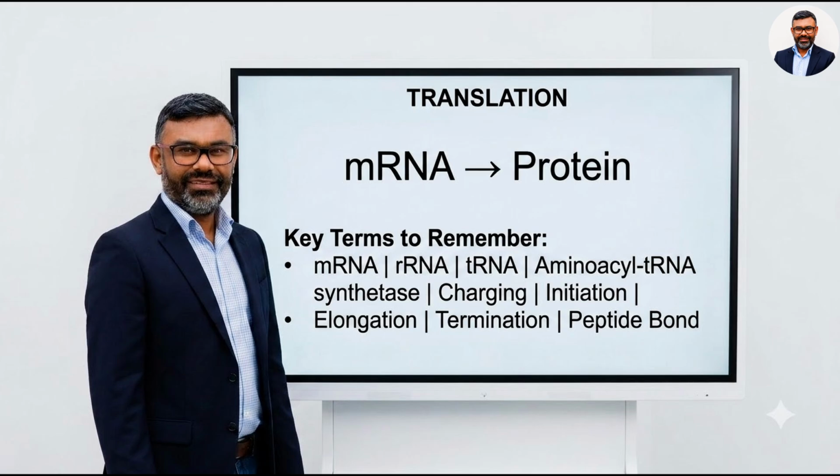Understanding translation becomes much easier when you remember one simple idea. mRNA provides the message, tRNA brings the amino acids, and the ribosome coordinates their assembly into a protein. The enzyme aminoacyl-tRNA synthetase ensures that each tRNA is loaded with the correct amino acid before translation begins. Together, these components convert genetic information into a functional polypeptide.